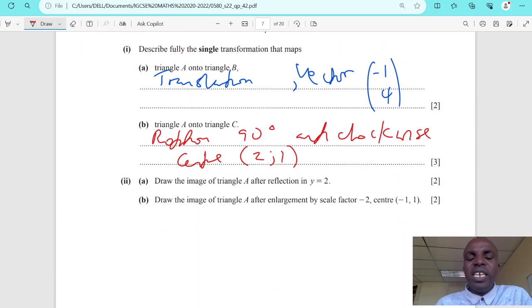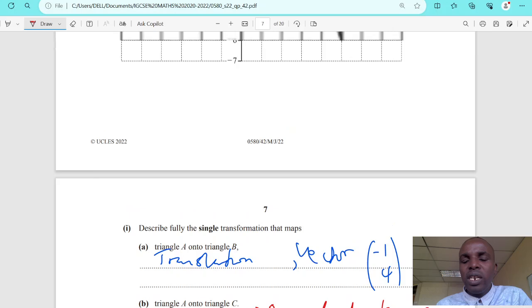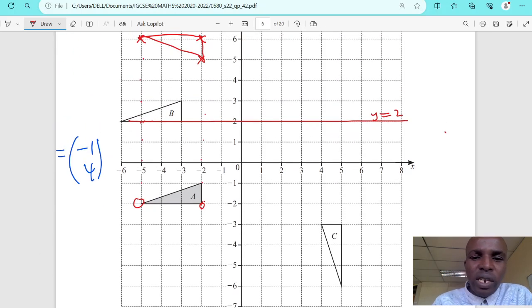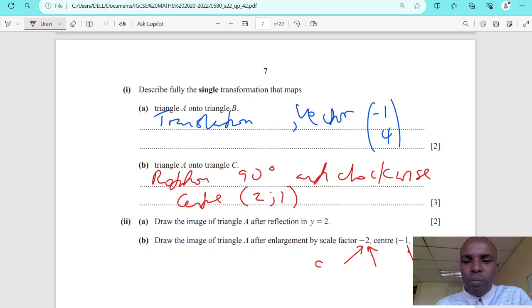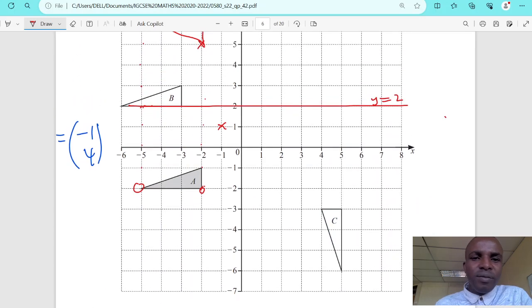Next, draw the image of triangle A after enlargement scale factor minus 2, center (-1, 1). Scale factor minus means the image is on the opposite side of the center of enlargement as the original shape. Then 2 means the image is now twice as big as the original shape. So you mark the center (-1, 1). This is the center, and this shape is triangle A.